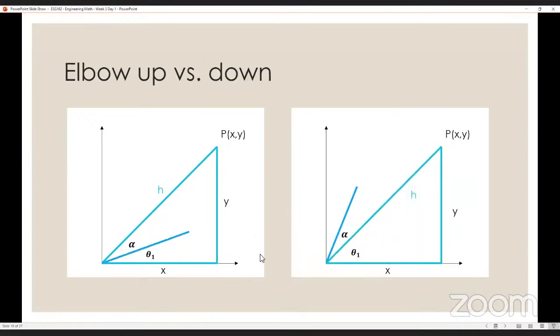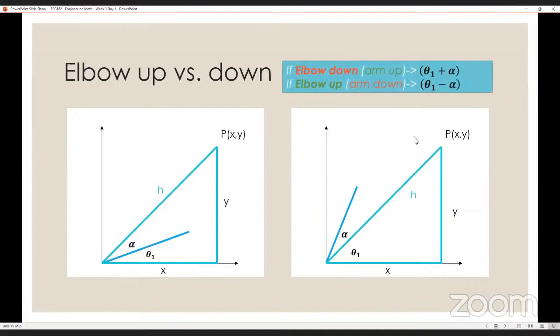All right. So here's the thing. Okay, it says theta 1 plus alpha for arm up and theta 1 minus alpha for arm down. Okay, it depends. It depends on where alpha is and where theta is. Okay, so please trust me when I ask you to draw it. I feel like I'm a broken record a little bit, but it's important. The drawing is important. Okay. I promise.